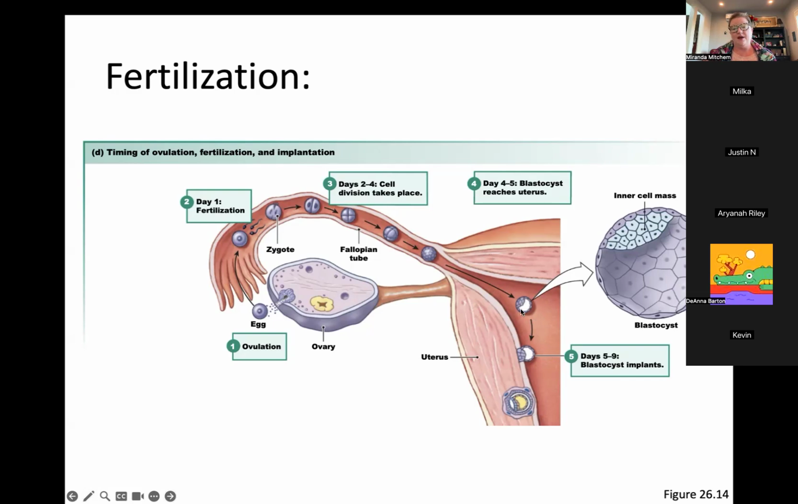About 30% of blastocysts fail to implant. And the woman wouldn't even notice this because of how early it is. But those are called spontaneous abortions or spontaneous miscarriages. And again, about 30%. So that's a lot. And that's also why people wait to share the news about the pregnancy until after they're past what they consider to be a safe point in their pregnancy.